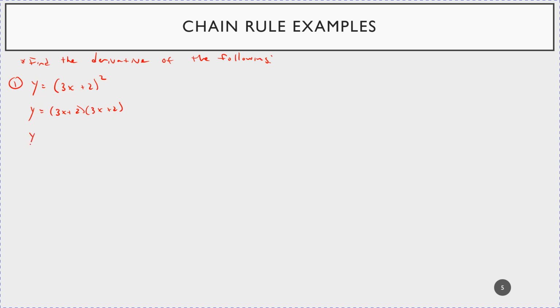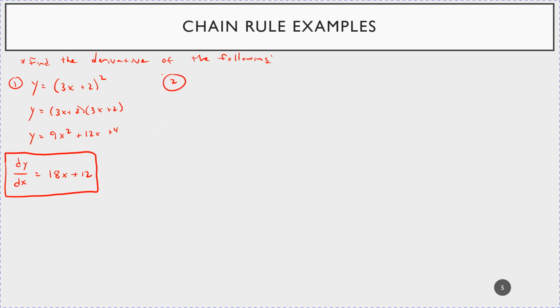If you FOIL this out, just to save some time, you end up getting 9x squared plus 12x plus 4. And if we want to differentiate this, dy/dx, you would just use the general power rule. Bring the exponent down: 9 times 2 is 18. x, you get 2 minus 1 is 1, so it would just be x. And then the derivative of 12x is just plus 12, and the 4 goes away. So this is the derivative. You could have solved it very simply with algebra.